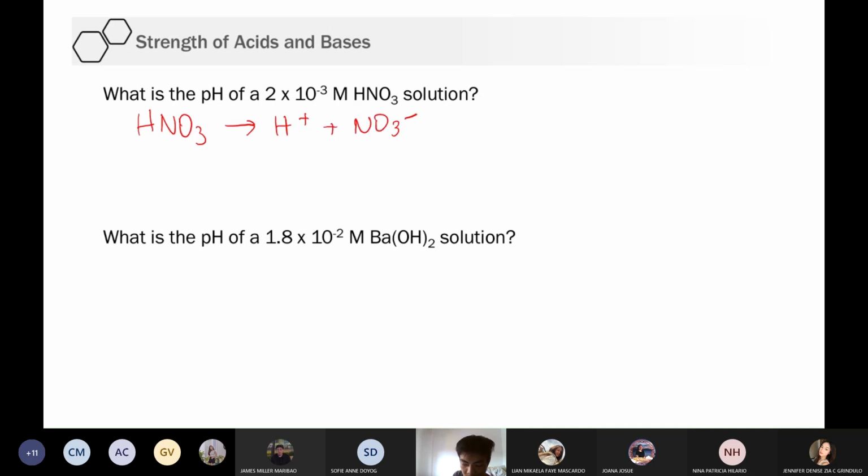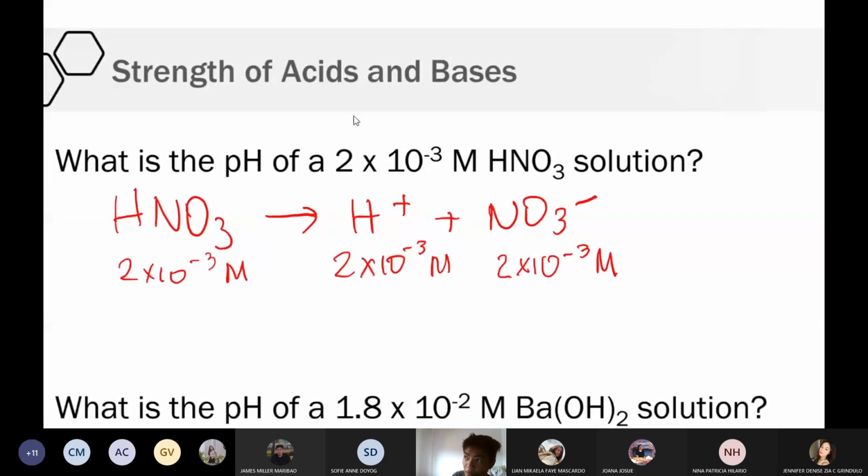So since HNO3 is 2 times 10 raised to negative 3 molar, by stoichiometry, H plus is 2 times 10 raised to negative 3 molar, and NO3 minus is 2 times 10 raised to negative 3 molar. Okay? So kung ano yung concentration nito, yun din yung concentration ng products. What if may 2 dito? Kunwari may 2 dyan, times 2 mo yun. So ganun. So yan, by stoichiometry lang yung solving for the concentration of H plus.